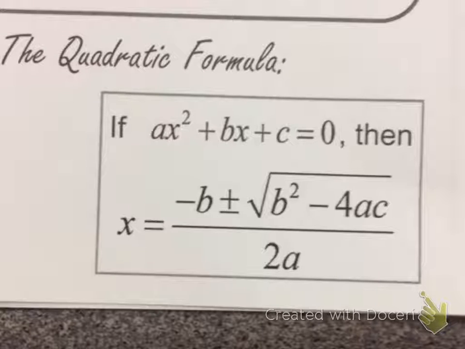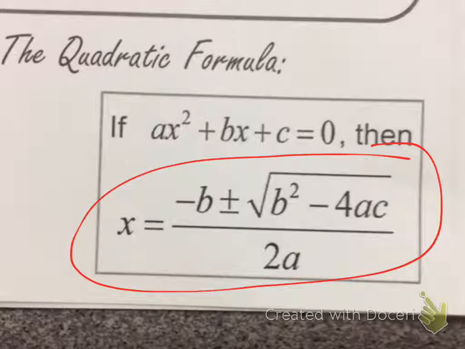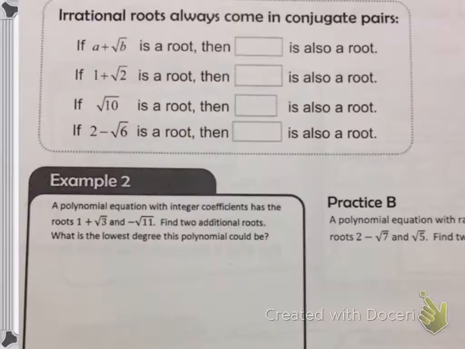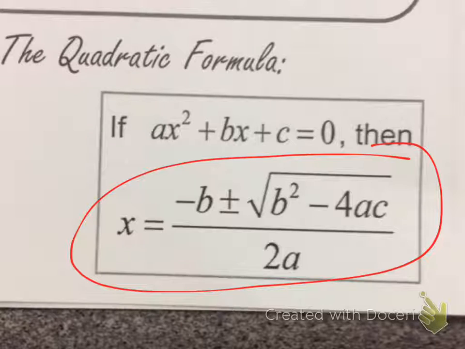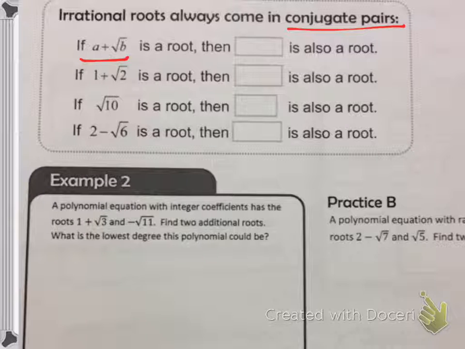So just a reminder of the quadratic formula. It's down on the bottom of your paper, so make sure that you refer to that if you need it. So anytime we have irrational solutions, we also have its conjugate pair. So if you noticed over here when we had the square root of 7 for our answer, we also had the negative square root of 7. So we have it and its conjugate pair.